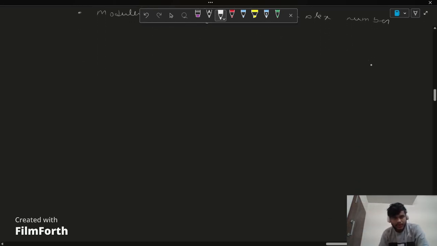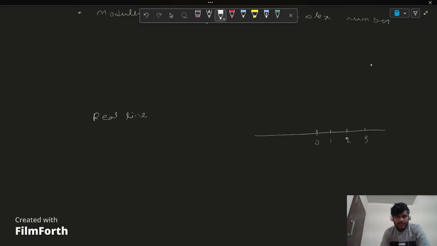Now we know what a real line is, right? This is a real line. It consists of integers, and it consists of rational numbers and irrational numbers.